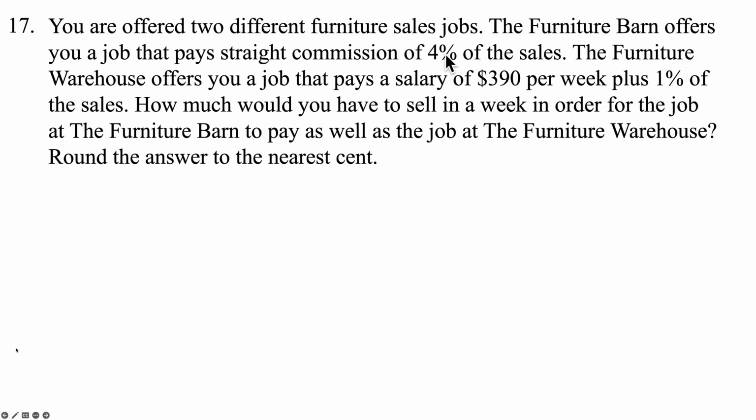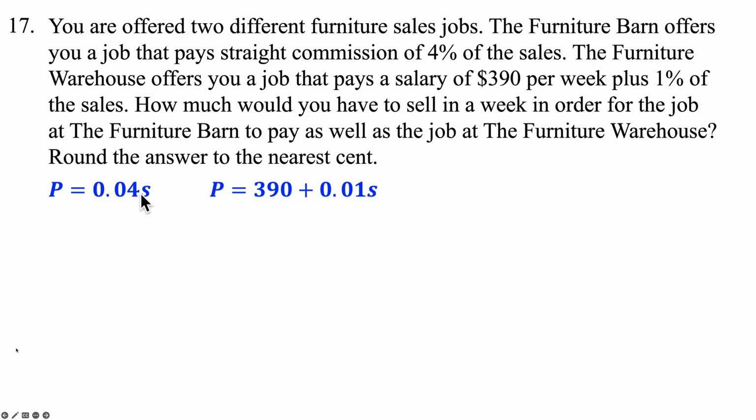So we're going to set these two equal to each other. So Furniture Barn, that's going to be my pay, P, equals 4% of my sales. So 4% out of 100. 4 divided by 100 is 0.04 times S for my sales. Furniture Warehouse says you start with $390 and then we add 1%. 1 divided by 100 is 0.01 and multiply it by S. So we got to solve this system.